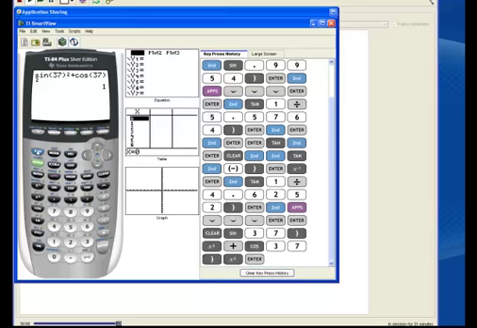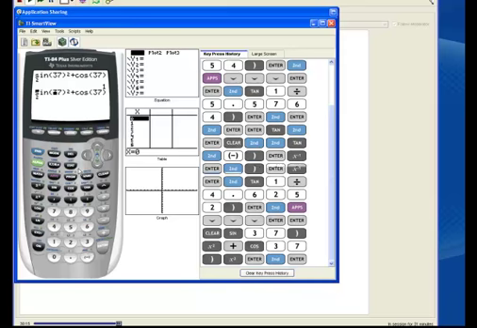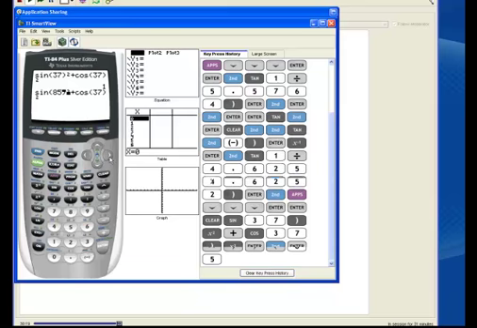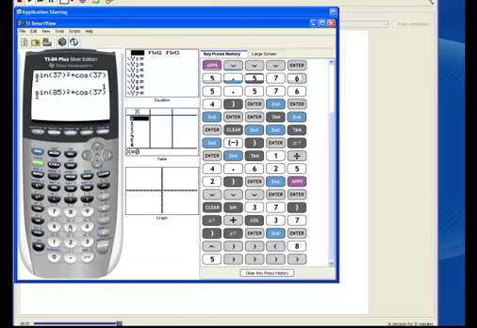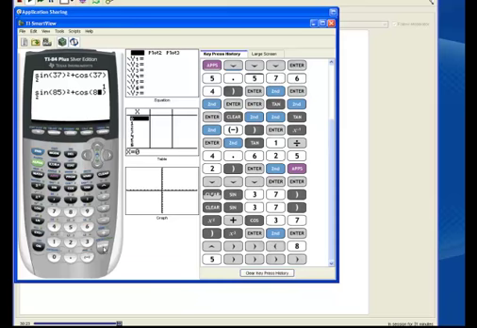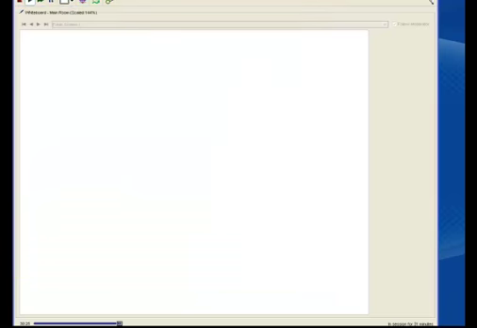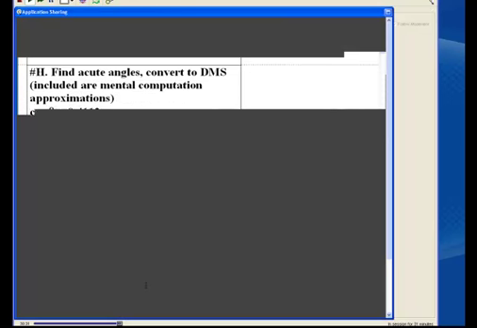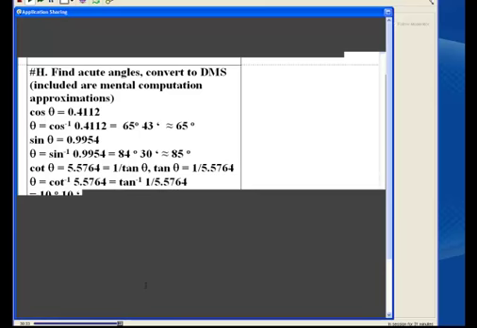Pythagorean identity. I'm going to use second entry here and then substitute 85 for both. 85. And of course I come up with 1. And going back to Word, we're virtually done with this problem section. Both of these come out to 1.